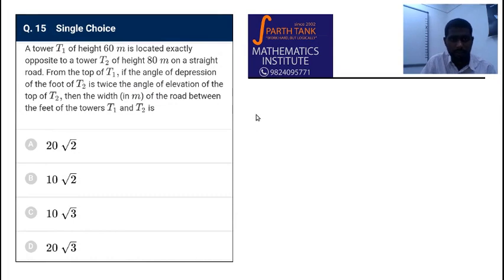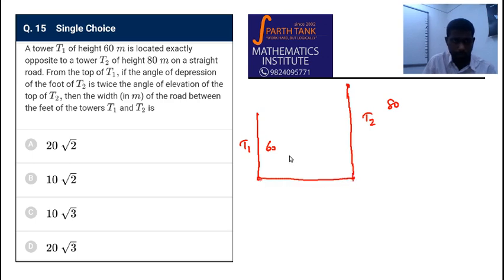A tower of height 60 meters is located exactly opposite to tower T2 of height 80 meters, on a straight road. From the top of T1, the angle of depression of the foot of T2, that is this angle, is twice the angle of elevation of the top of T2.